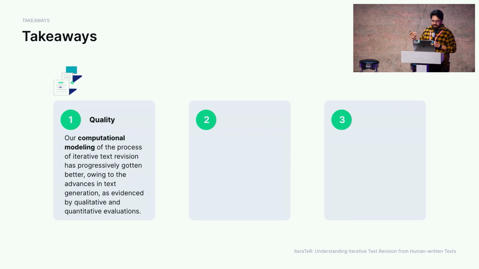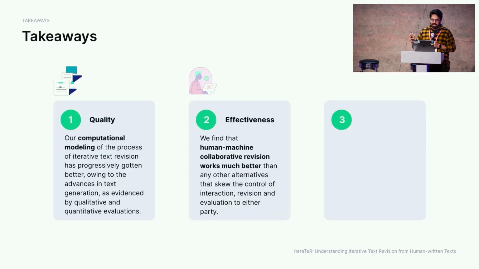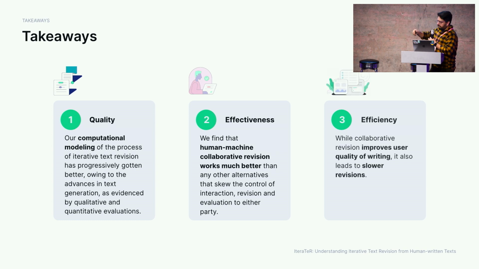Yeah, to sum up, we tried to improve the systems along 3 different dimensions. The first one is quality. Our computational modeling of the process has progressively gotten better, owing to the advances in text generation, as evidenced by our qualitative and quantitative evaluations. We find that human-machine collaborative system revisions work much better than any other alternatives, which either skew the control of the interaction, revision, or evaluation to either the user completely or to the system completely. And finally, while collaborative revision improves the quality of writing, it also leads to slower revision, which can be counterintuitive, but that's what we found.